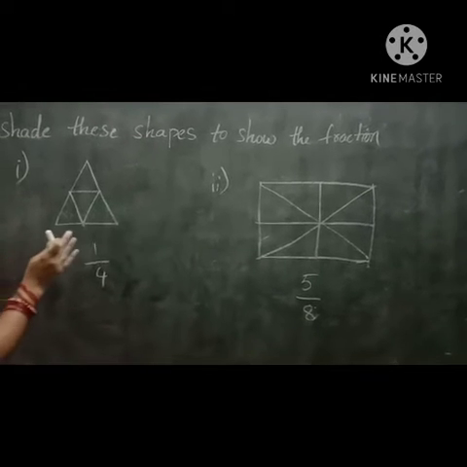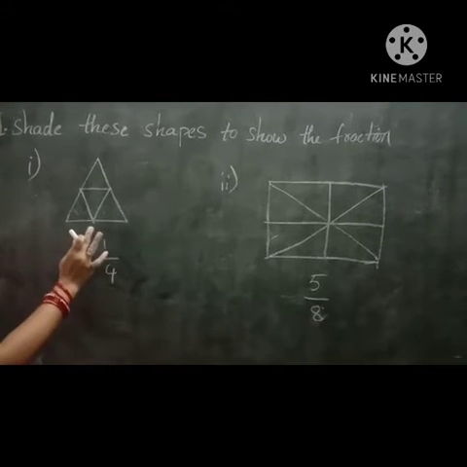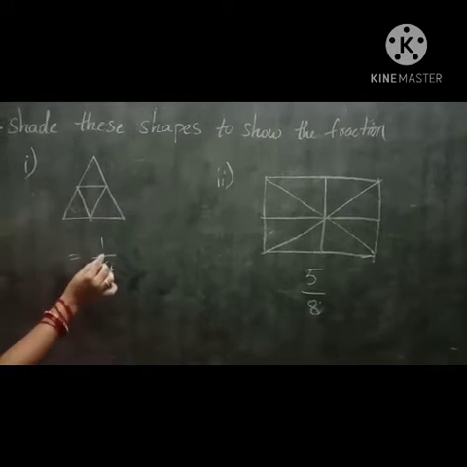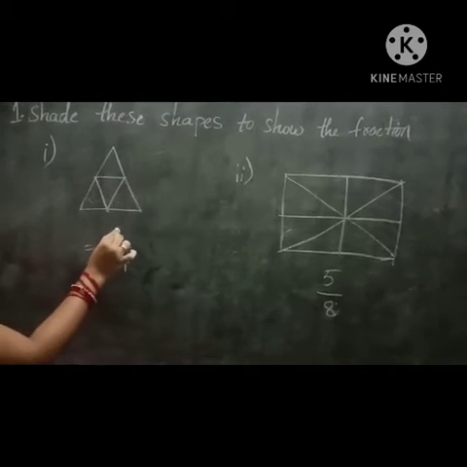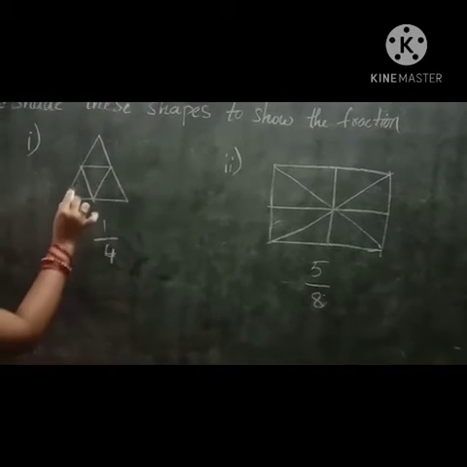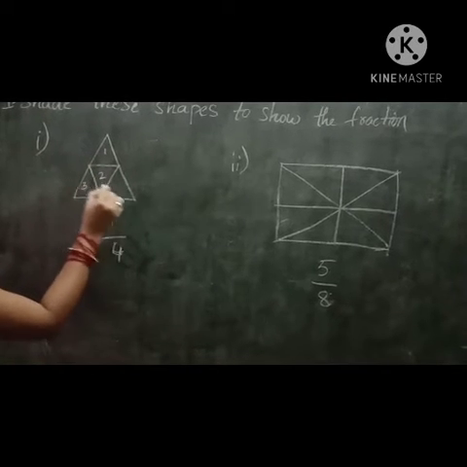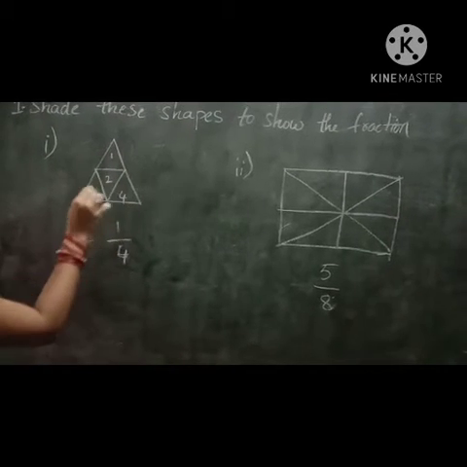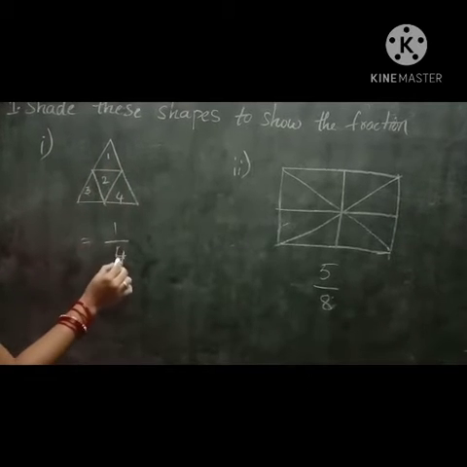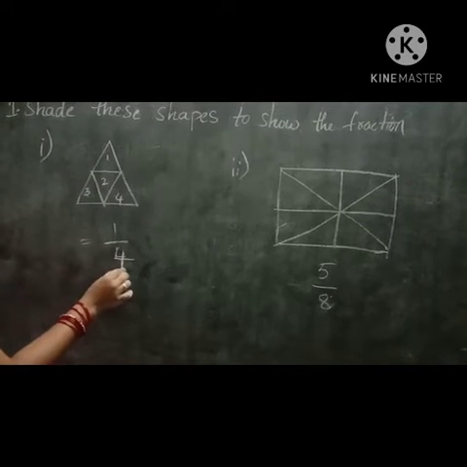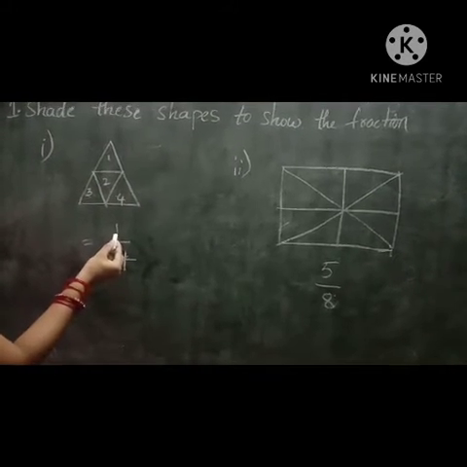What we have to do here? We have to shade the shapes. Here what is the fraction here? 1 by 4. How many parts are there here children? 1, 2, 3, 4. No? 4 parts are there. We have to write this 4 in denominator. How many parts we have to shade?